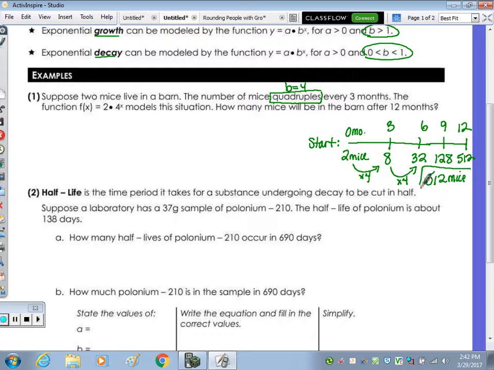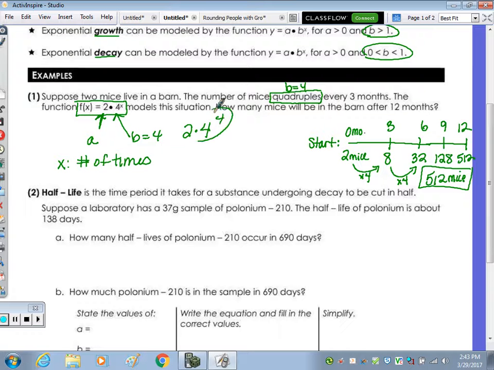So how many mice will be in the barn? 512 mice. Okay? If you look at the question, this function, this is our starting value. There's our A. Quadruple has a B value of 4. Where X is your number of times it's going to quadruple. So if you actually plugged it in, 2 times 4 to the, how many times did it quadruple over there? 4.